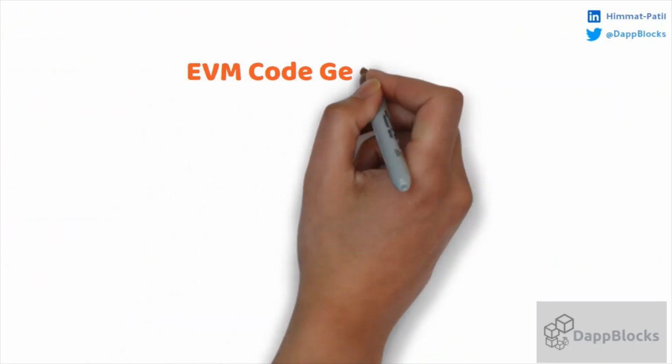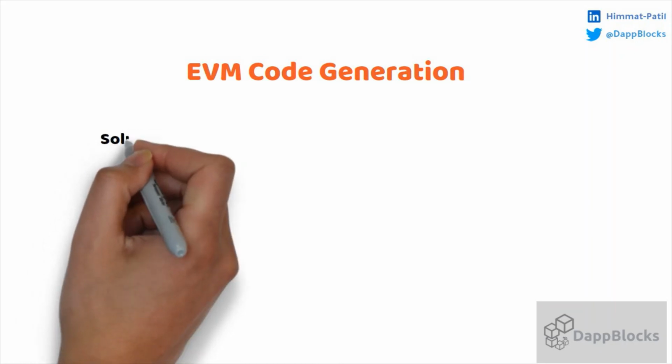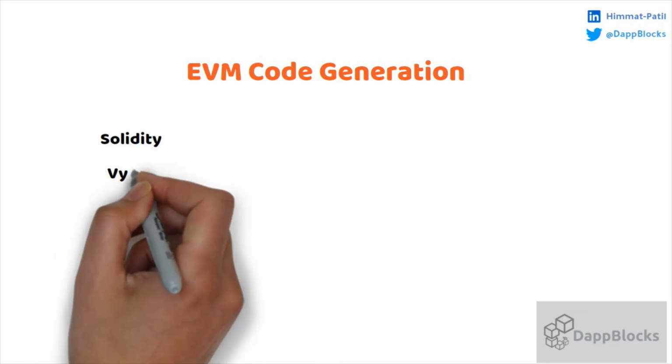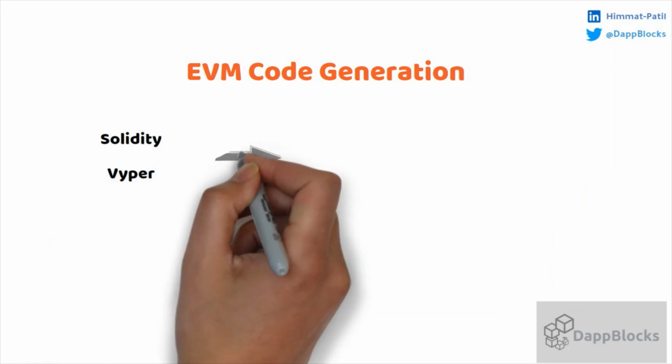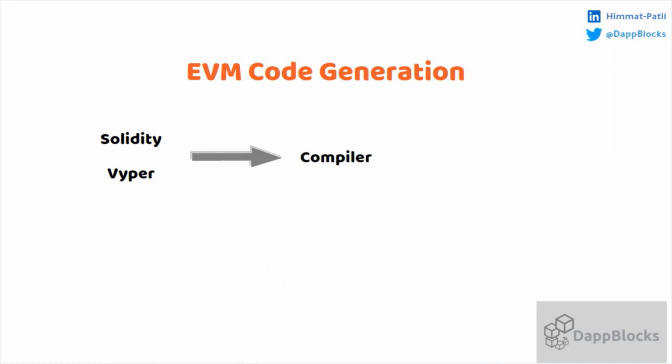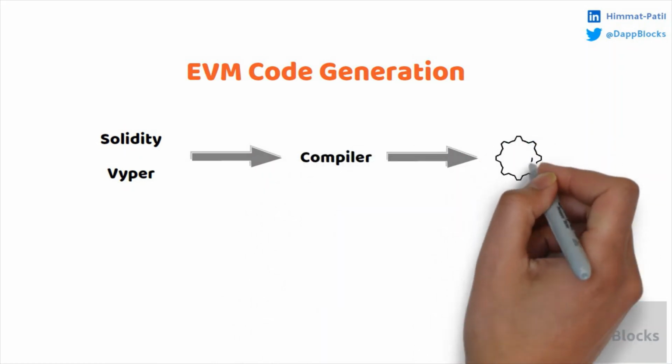EVM code generation. To write a smart contract code, we can either use Solidity or Vyper. In both the cases, compiler will convert the source code to the EVM code.